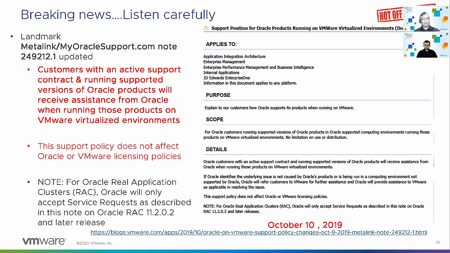So 2 things to keep in mind. Oracle is now a VMware VCPP partner. We have the joint product, the Oracle Cloud VMware Solution, and there has been a landmark change to the Metalink document 249212.1, which was originally created on November 8, 2010. That also talks about how Oracle RAC 11.2.0.2 onwards is supported on a VMware virtualized platform.